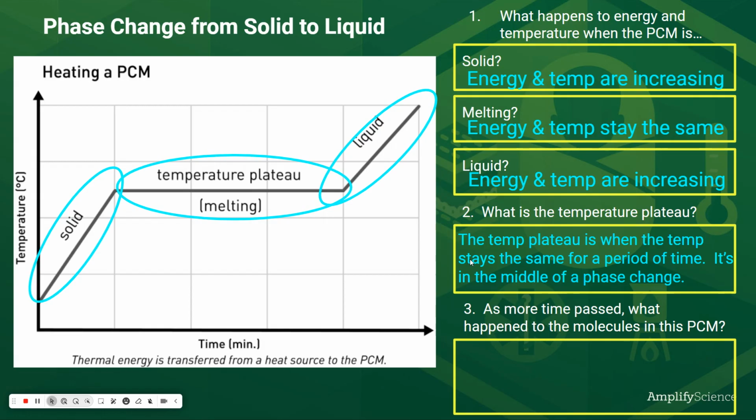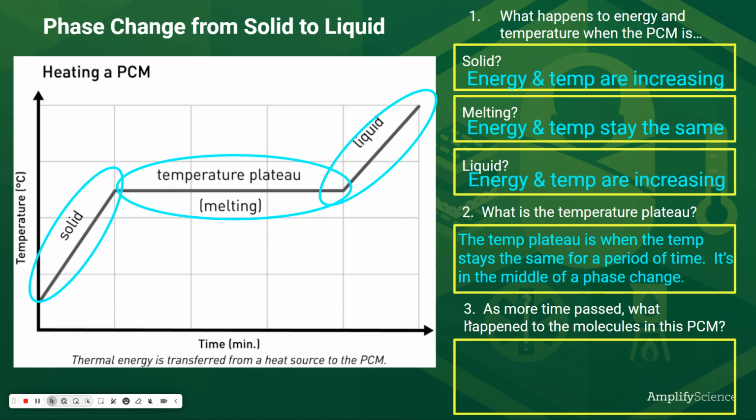All right, and after I'm done here, let's keep the answers up on the board just so you can finish up. Number 3 says, as more time passed, what happened to the molecules in this PCM? All right, well, this isn't a trick question. I mean, think about molecules and what happens when you go from a solid to a liquid. So again, if you do the dance from a solid to a liquid, what's happening to those molecules?